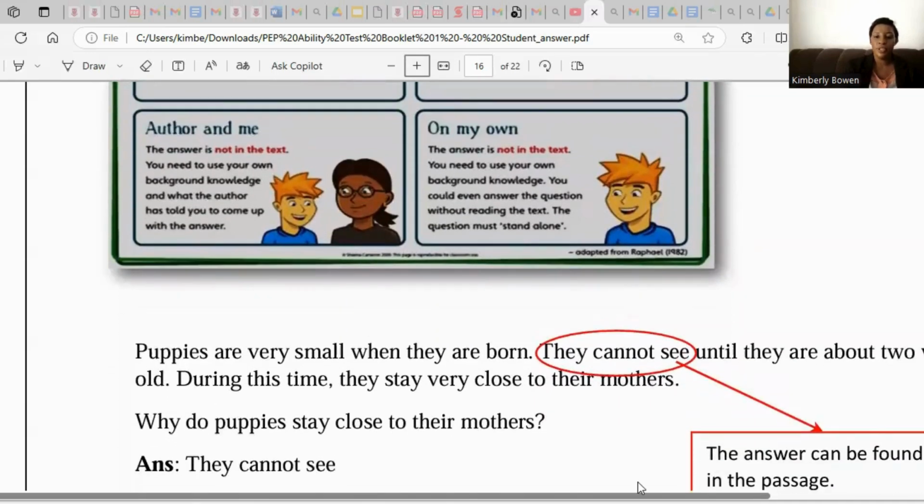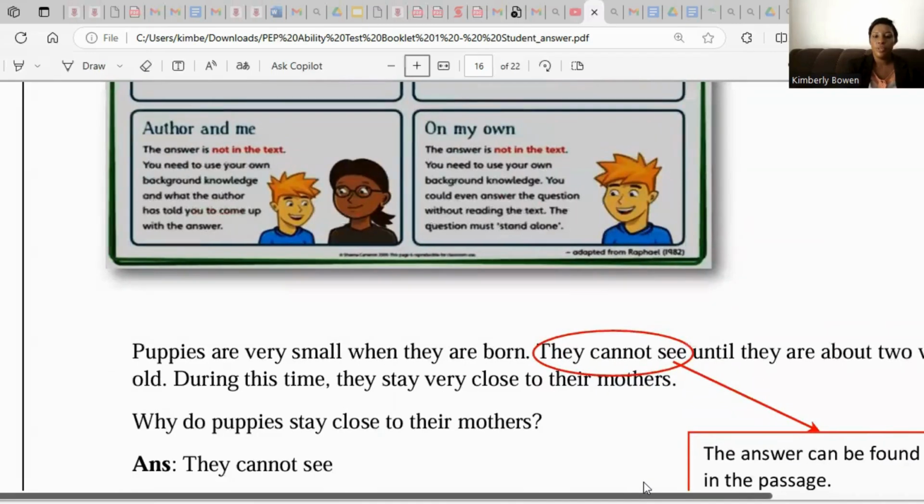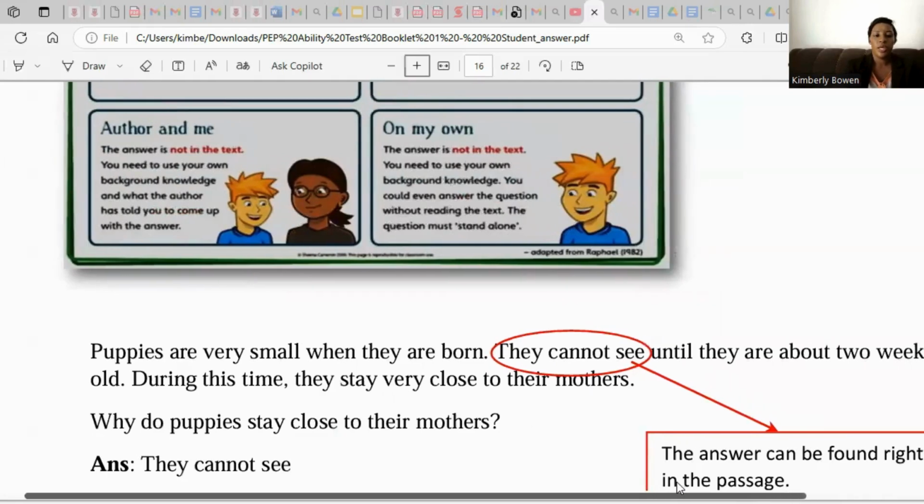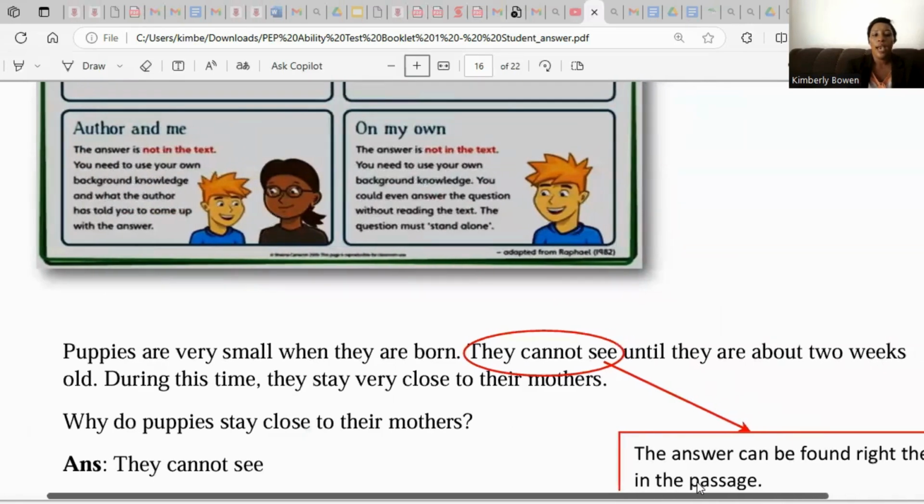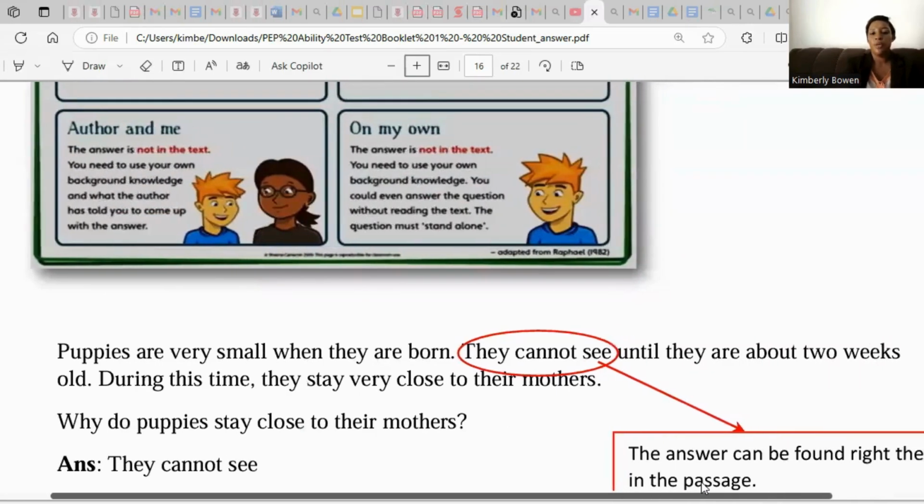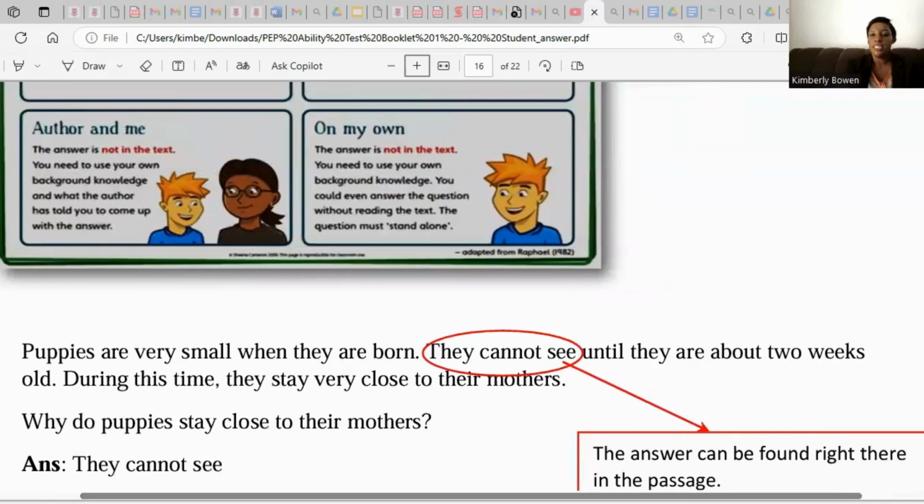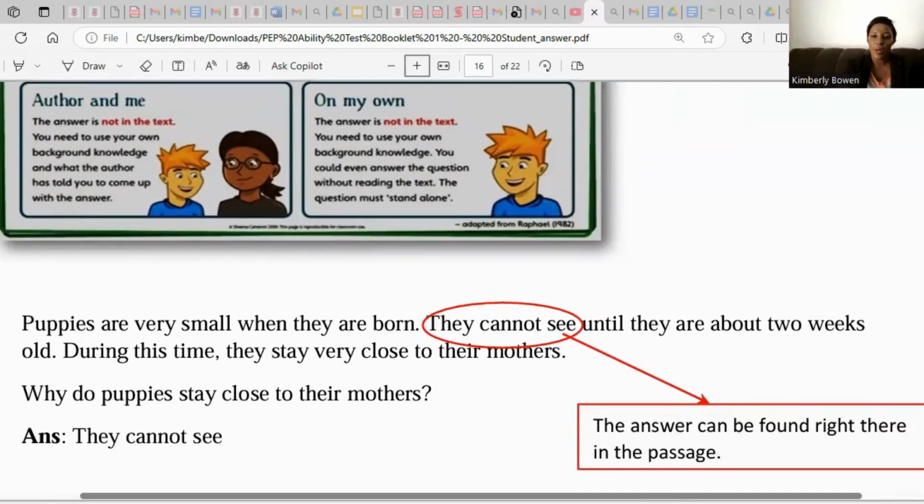Let's go back to the example. Now knowing the different kinds of questions, why do puppies stay close to their mother? Because they cannot see. This answer can be found right there in the passage, so therefore it's a right there question.